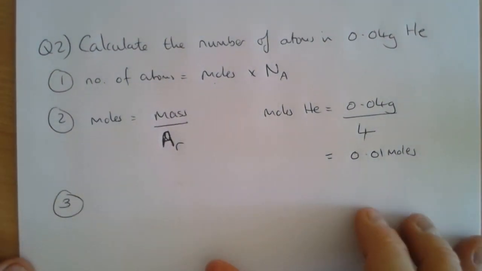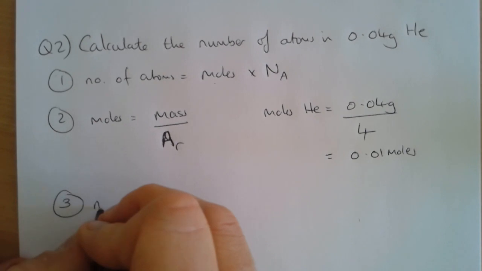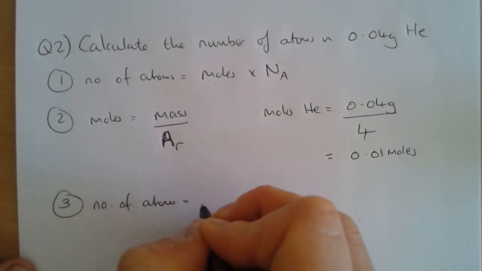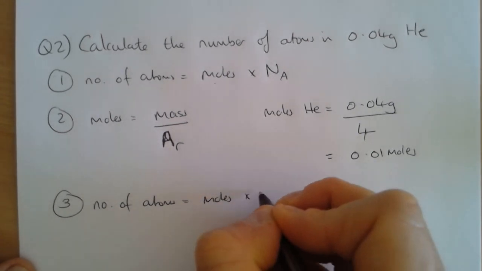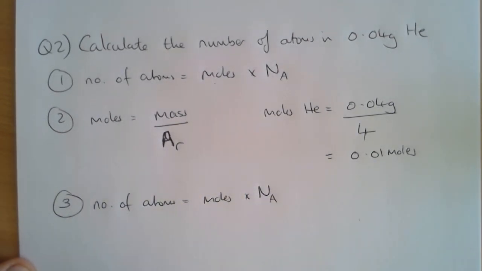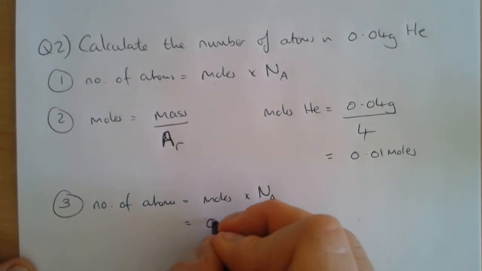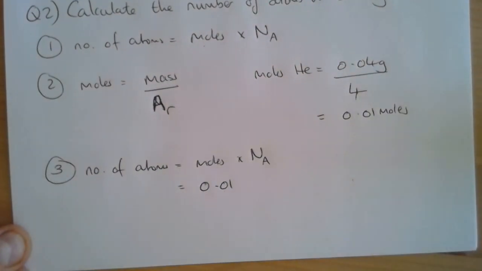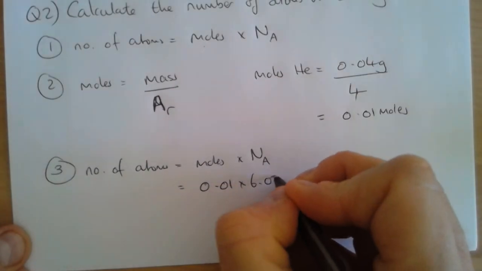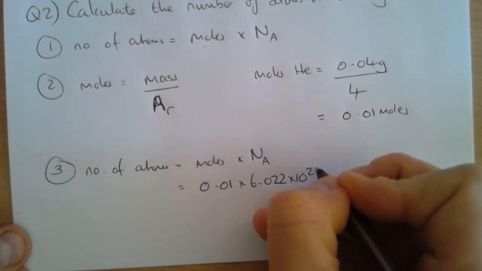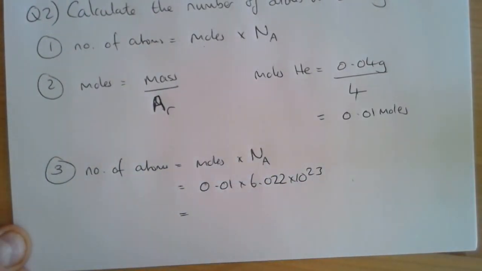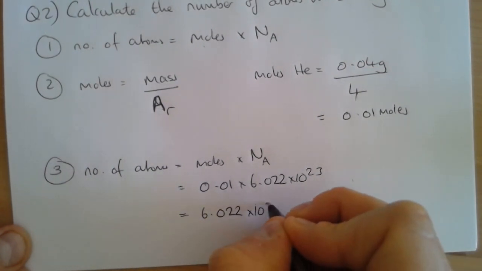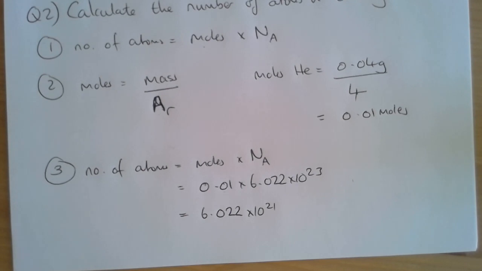Let's now write out the second part of our calculation. So the number of atoms equals moles multiplied by the Avogadro constant. We've calculated our number of moles as 0.01. The Avogadro constant is 6.022 times 10 to the 23, which gives us an answer of 6.022 times 10 to the 21.